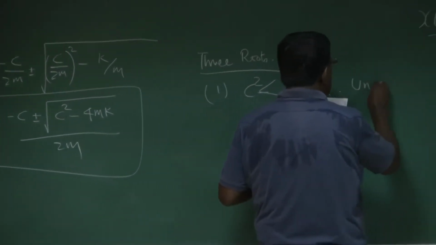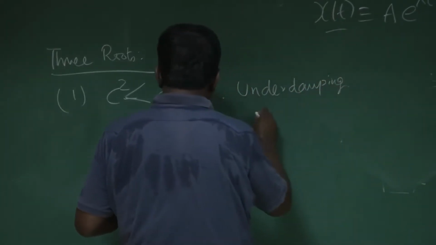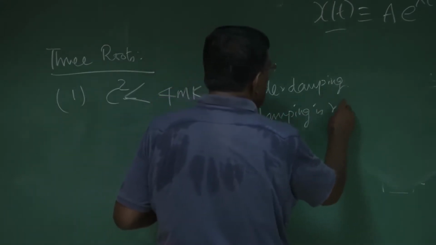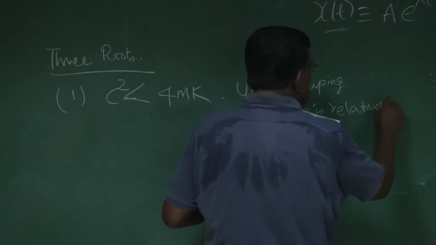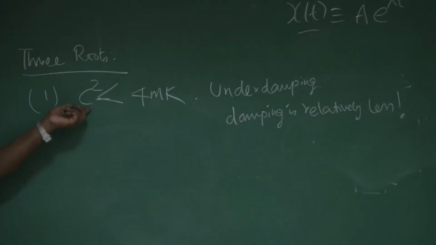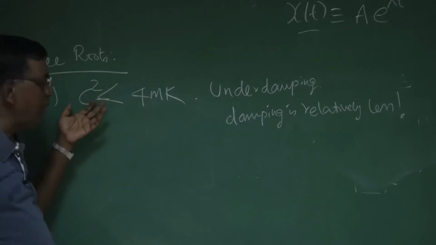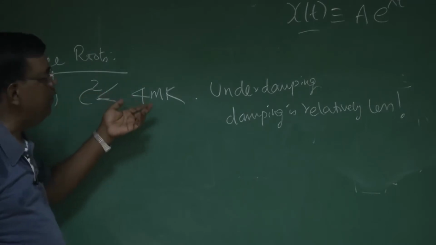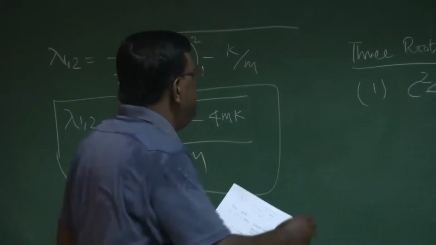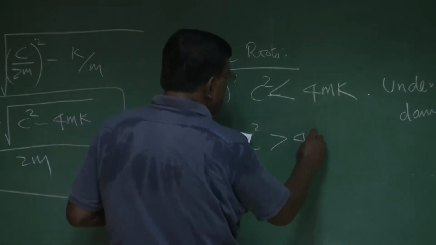We'll be talking about under damping. We'll show why it is under damping. Or we say damping is relatively less. See, c square is a characteristic of damping, right? So c square less than this, you say in relative sense damping is not much, right? Then it's possible c square less than 4mk, and it will be termed as under damped case or under damping case. Okay? Second possibility is that c square greater than 4mk.